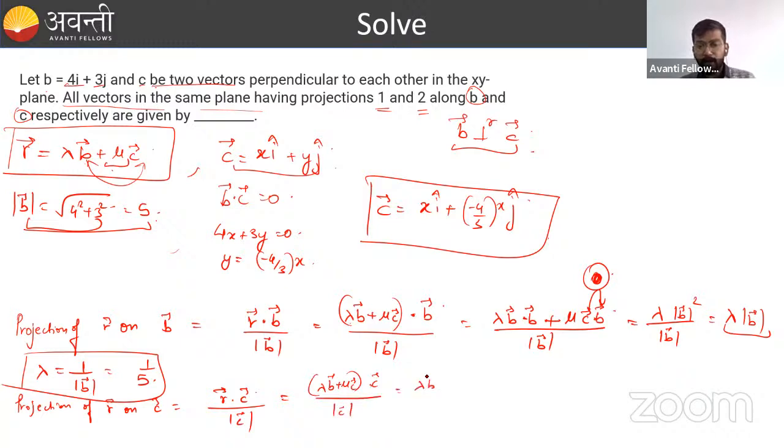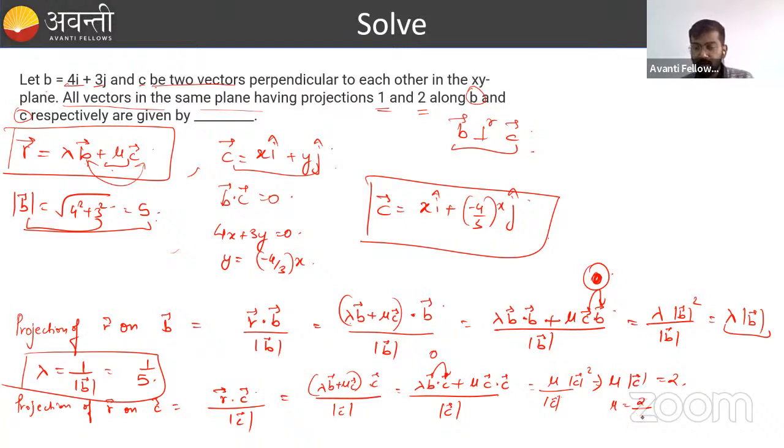So this will be lambda b bar dot c bar plus mu times c bar dot c bar upon mod of c bar. So this lambda b bar dot c bar will again be 0 and this will be mu times mod c square upon mod of c. So this will be mu times of mod c. Okay, so this is given to us as 2, right? Mu times mod of c is given to us as 2, right?